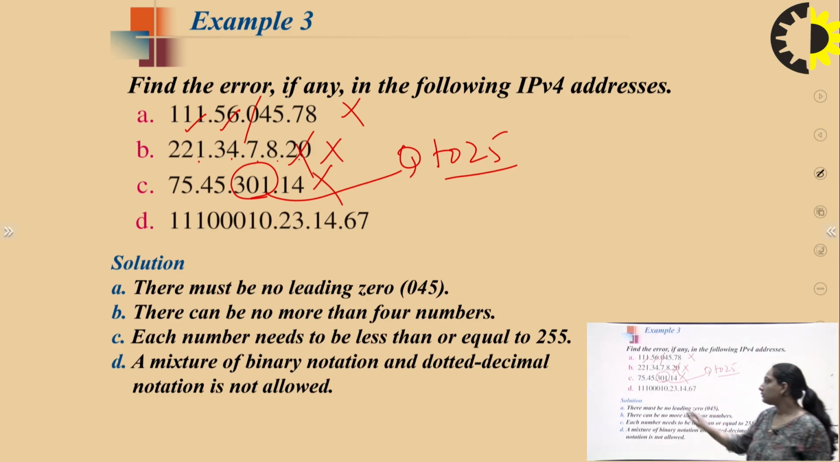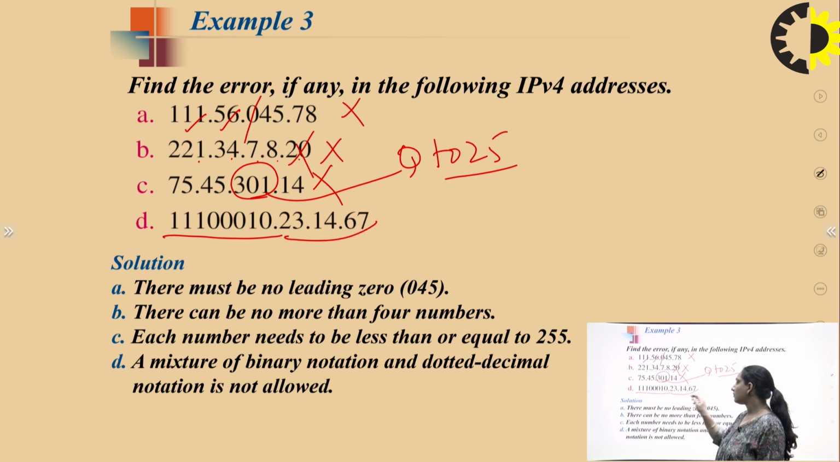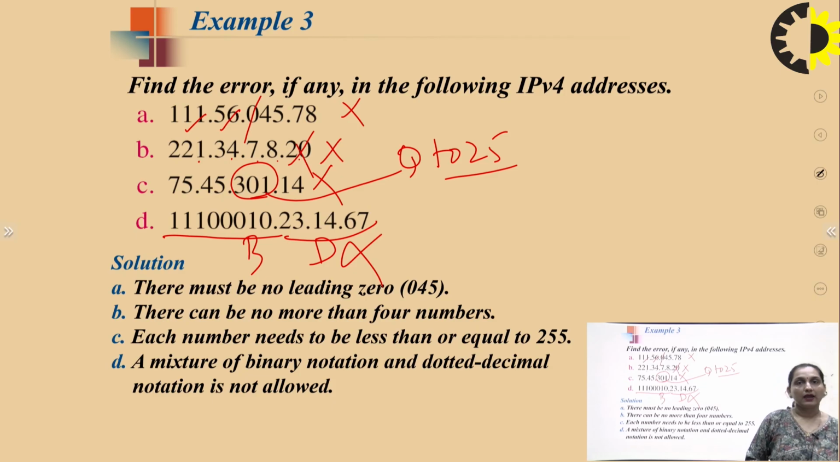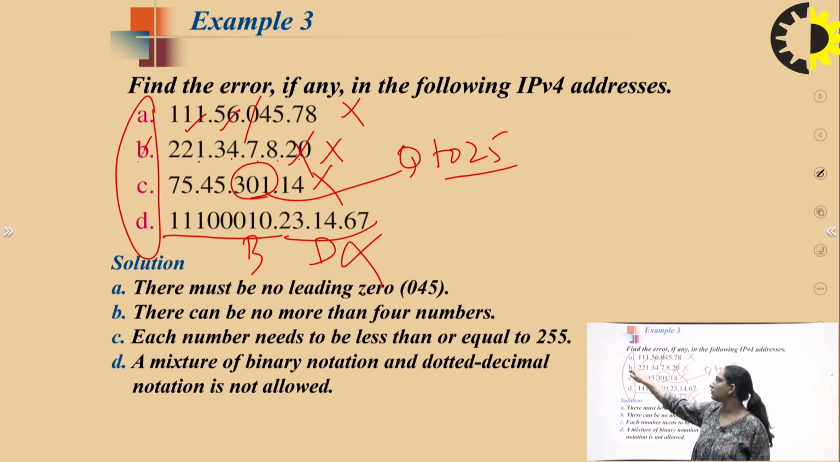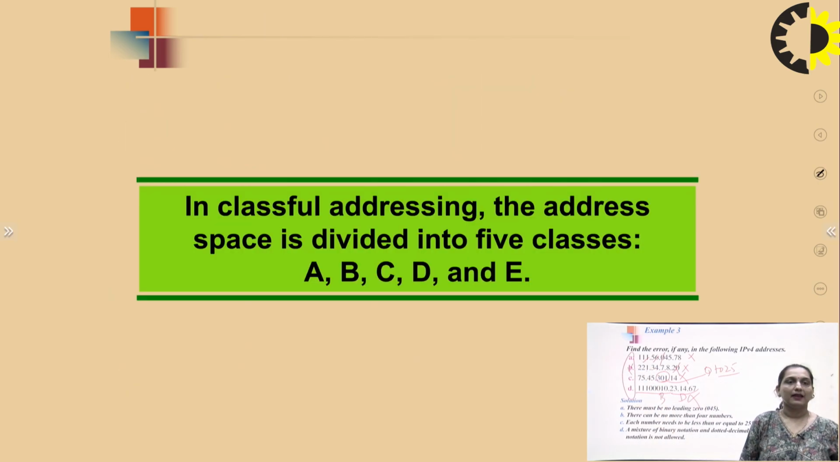And next, this is a binary representation and this is a decimal representation. Mixing both representations in one IP is not allowed. So we have binary and decimal, but a mixture of binary and decimal representation is not allowed. So all these four are not valid IP addresses.